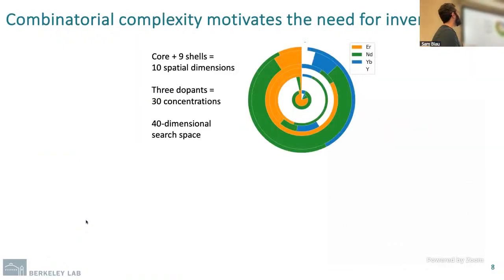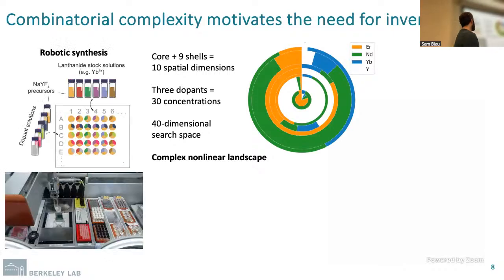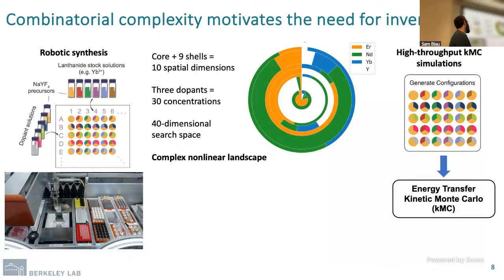And really, you have this problem of combinatorial complexity. Just think about a core and 9 shells, 10 spatial dimensions, 3 dopants, so 3 concentrations in each region. That's a 40-dimensional search space. And this isn't some nice, well-behaved, smooth thing. Photophysics is highly nonlinear, so it's a really complex nonlinear landscape you're trying to search through. And Emory has these amazing robots. You can do all this synthesis in high throughput, but even still, to synthesize and characterize and do optimization in this 40D plus search space is not really viable.